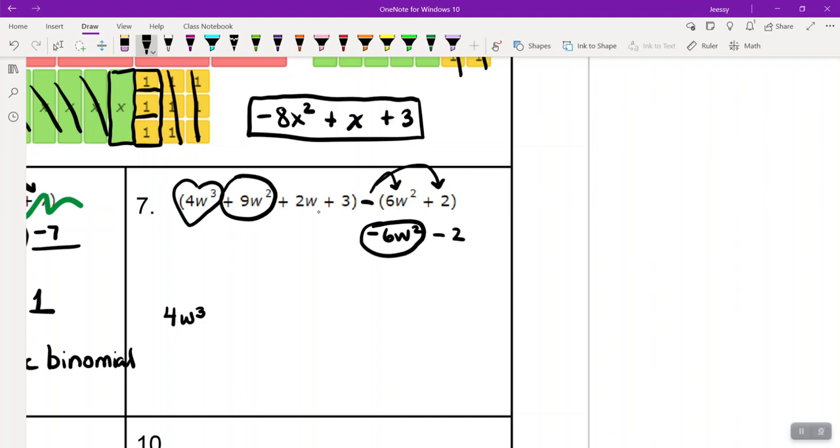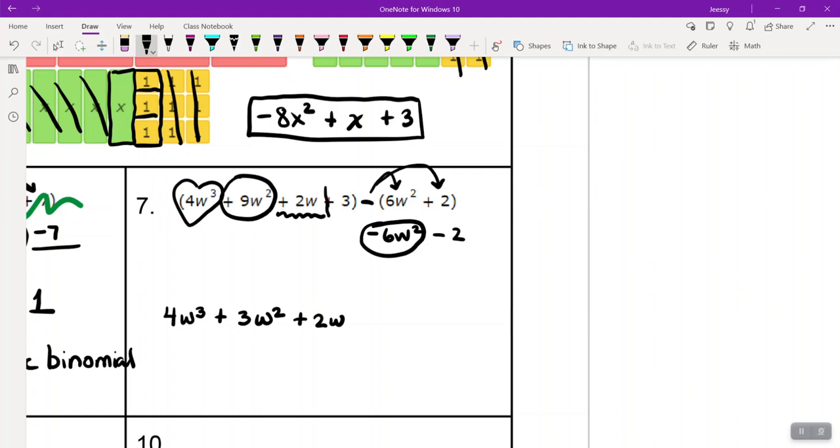All right, so what's 9w squared minus 6w squared? Not negative 3, the 9 is positive, so it's going to be positive 3w squared. Do we all agree? Linear terms. Is there another one? So you see why we end up with just 2w? Because that's the only term, okay? There's nothing to combine it with.